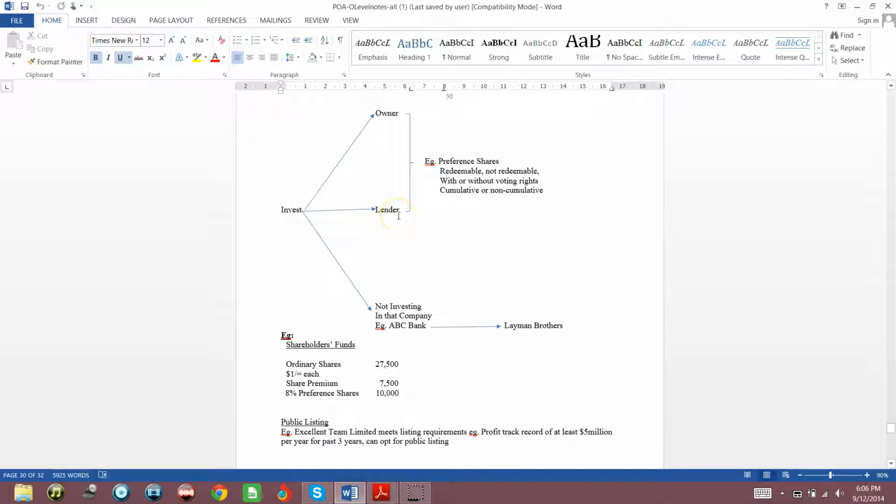Actually, this is also very logical. The real owners of the company are the ordinary shareholders. Second, we have preference shares, which are in between owners and lenders. Third, we have lenders, people who lend money to the company, for example, loan stockholders and debenture holders.